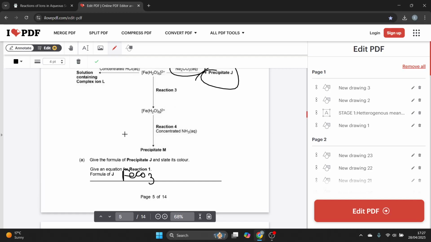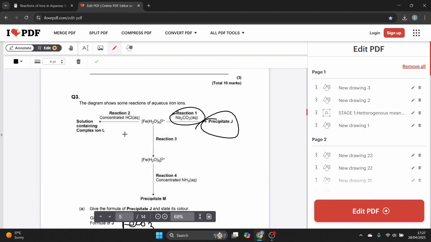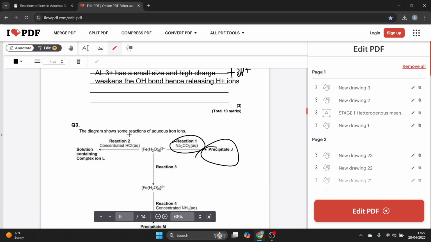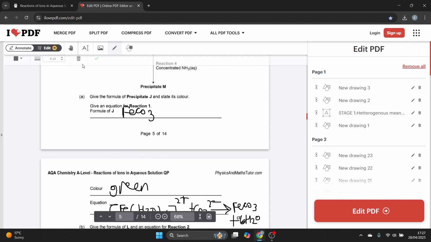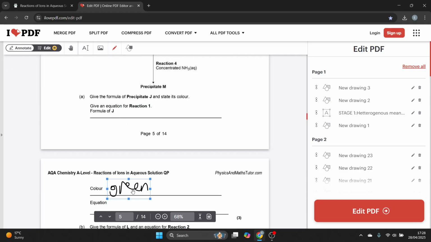So yeah, question 3, formula of precipitate J. Okay, I've misread the equation. That's 3+. Okay, so this is all wrong then, and so is that as well. The color's wrong as well. I've misread the charge on the ion, so don't do that.